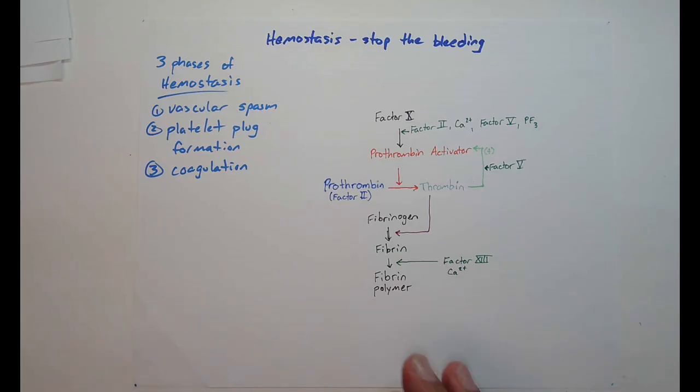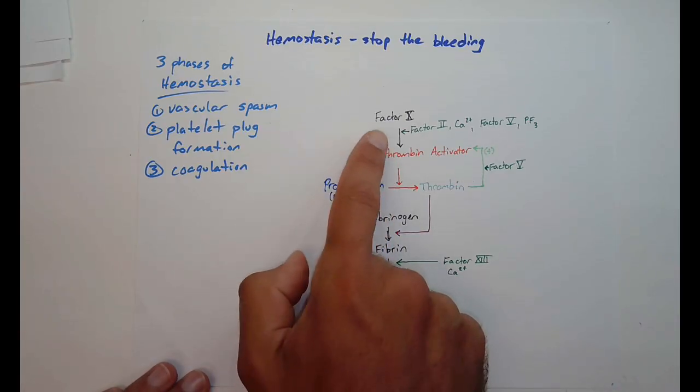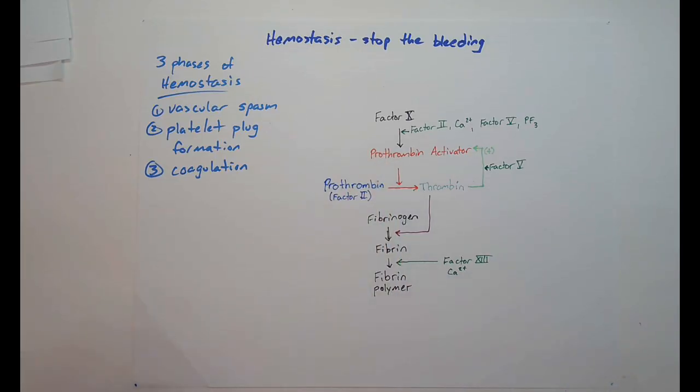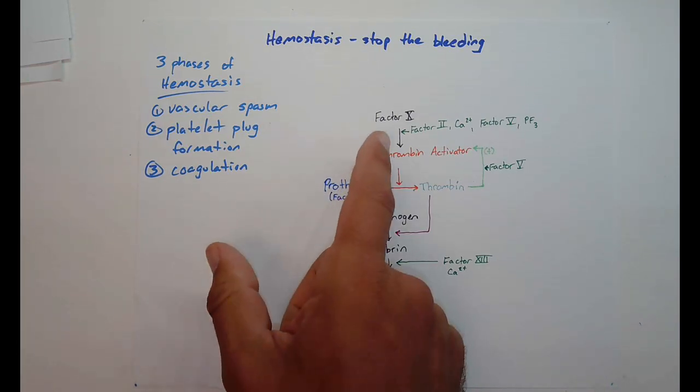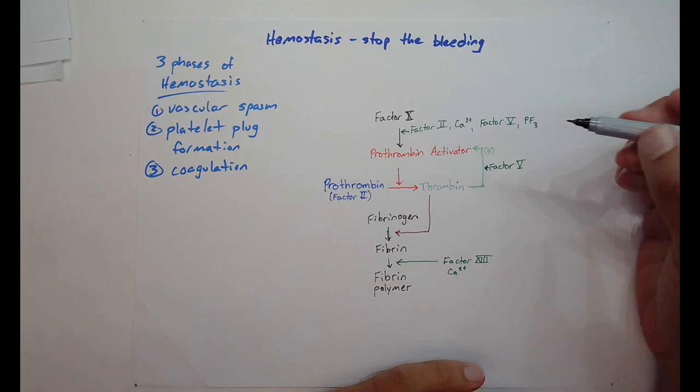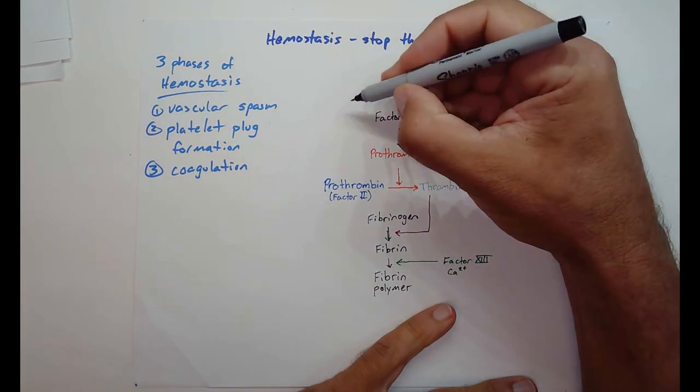So most of the time, factor X is inactive. Thankfully, we need all of these steps to occur in order for the fibrin mesh or fibrin polymer to be created. So how do we go about activating factor 10?